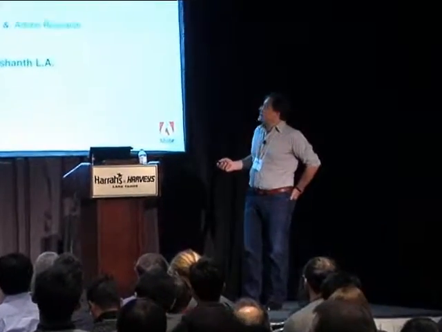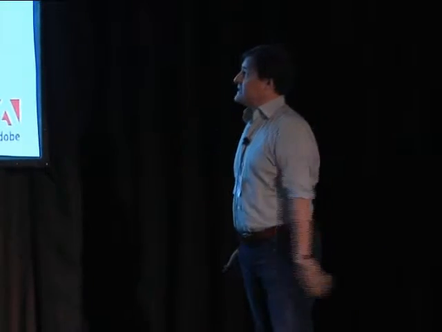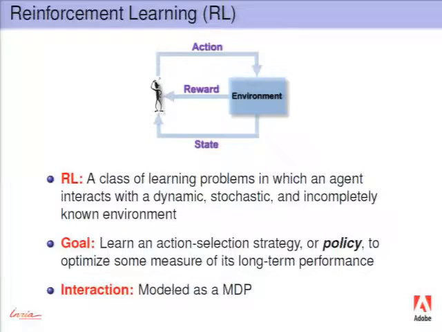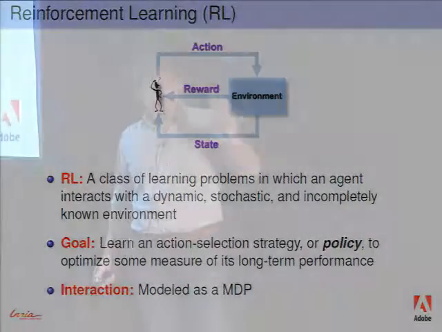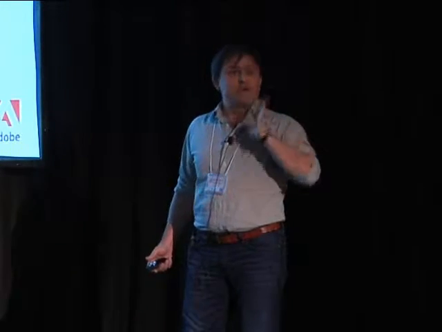As the title implies, this talk is about managing risk in sequential decision-making problems. Sequential decision-making under uncertainty arises in everyday life in problems like navigation, process control, finance, and medical diagnosis. And many interesting sequential decision-making problems can be formulated as a reinforcement learning problem in which an agent interacts with a dynamic, stochastic, and incompletely known environment with the goal of learning an action selection strategy, which we call a policy, in order to optimize some measure of its long-term performance.